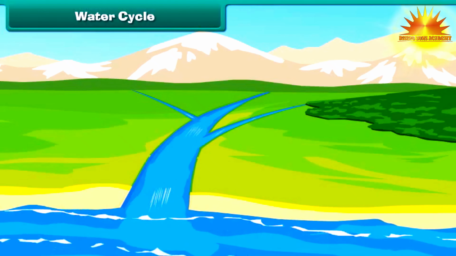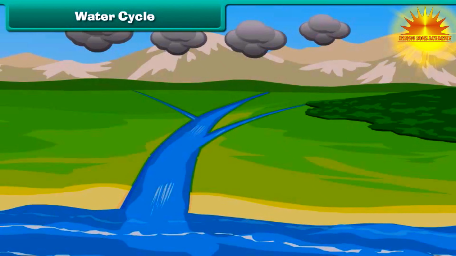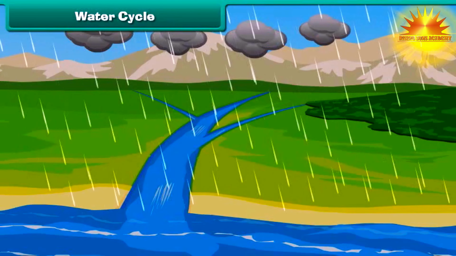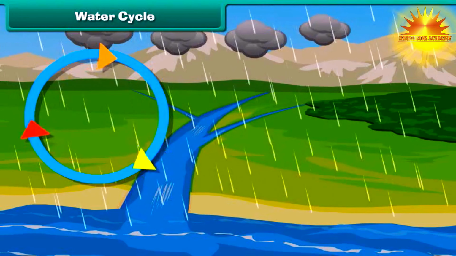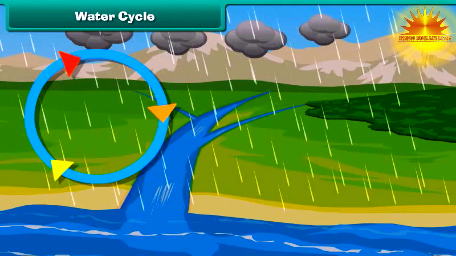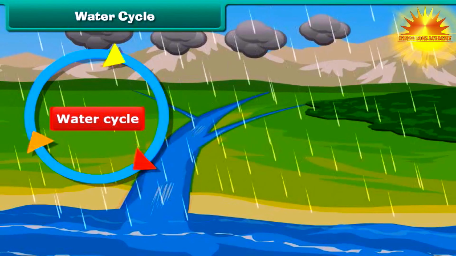Finally, the water reaches the water bodies and gets collected there. Well, you can see water is constantly cycling from land to air and back to land again. This process is known as the water cycle. Therefore, kids, water on our earth will never come to an end.